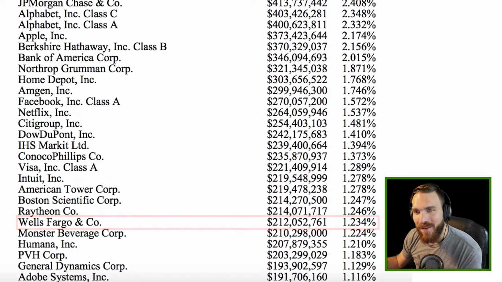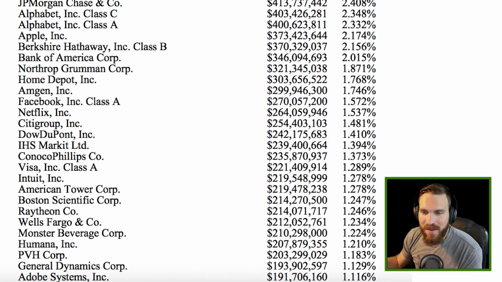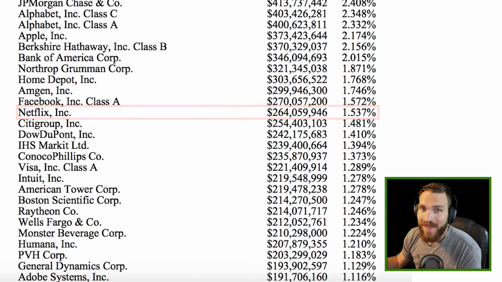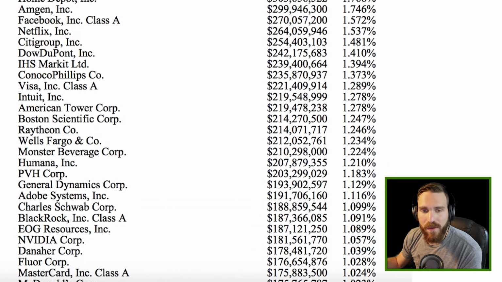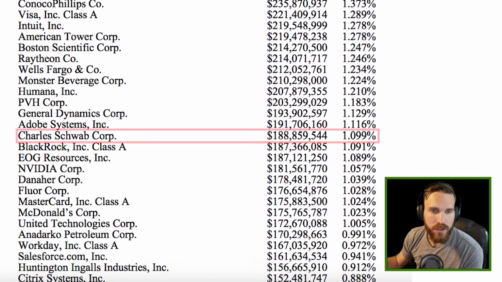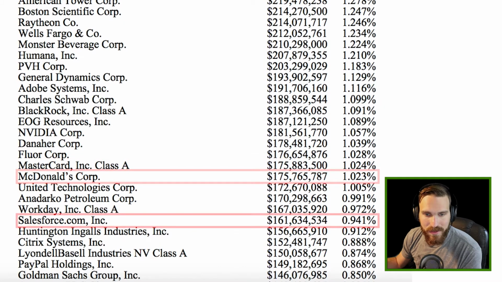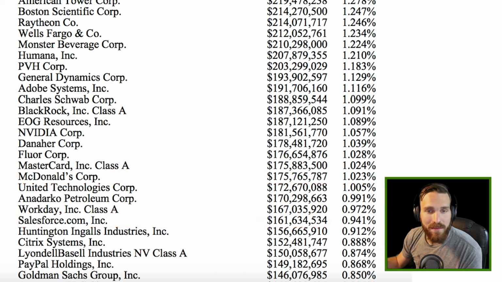One thing I always find super interesting is the fact that a lot of these investments are only, say, like 1% of the portfolio. So, for instance, Netflix is about 1.5% of the portfolio. But that 1.5% equals $264 million of an investment. That's huge. I'm going to scroll down a little bit further and just take a look at some of the random companies that I've heard of before. There's Charles Schwab, BlackRock, MasterCard, McDonald's, Salesforce.com. This is just the first page here.